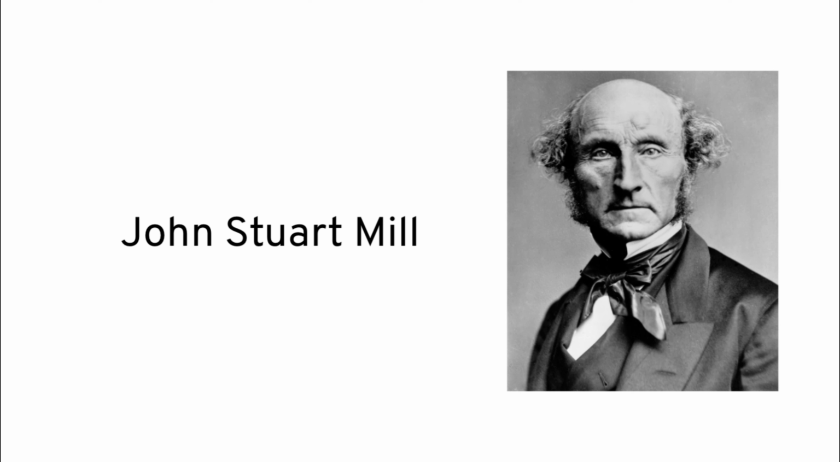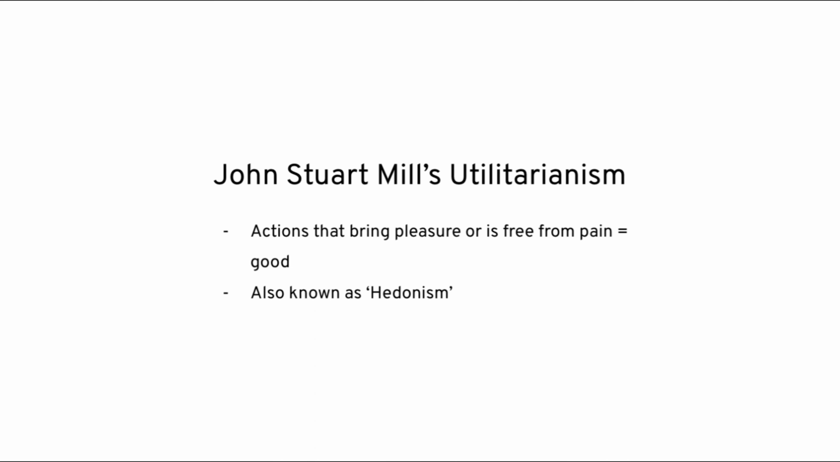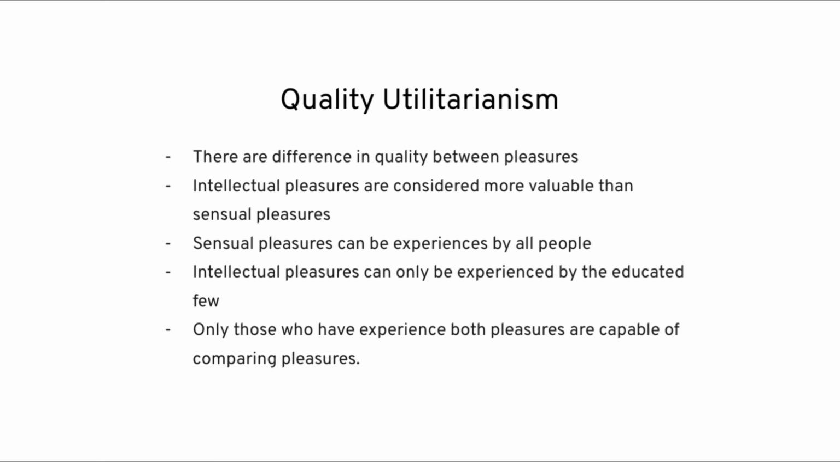The next philosopher that we'll be looking at is John Stuart Mill, who is also an English philosopher who lived in the 19th century. His utilitarianism is quite different from Bentham's. Mill's definition of good is still pleasure or a state without pain. His theory on good is also called hedonism, which came from a Greek word, hedoni, which means pleasure. Mill's utilitarianism still tries to maximize pleasure. But what's different is that he came up with a theory called quality utilitarianism. Bentham stood for quantity utilitarianism and Mill stood for quality utilitarianism: quantity and quality.